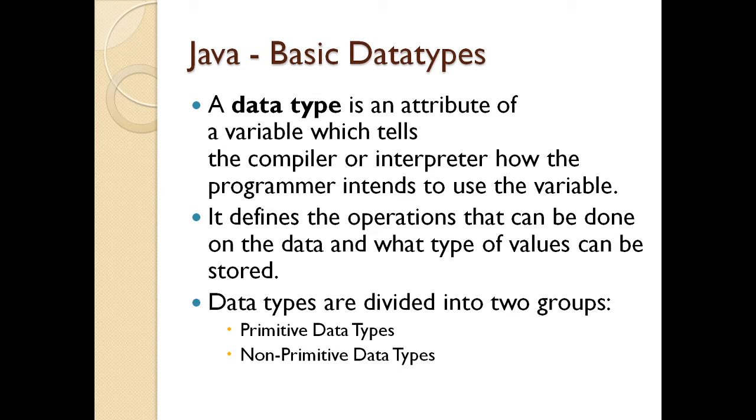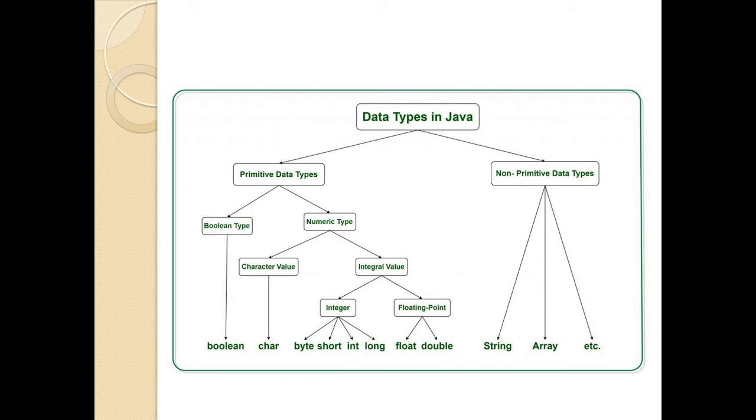Here in this image, you can see the primitive data types, that is Boolean type and numeric type. In Boolean type, you just have one Boolean data type which gives you the value either true or false. Under numeric type, you have a character value and an integral value. For a character value you have char, and an integral value again is classified into integer and floating point. Under integer, you have byte, short, int and long, and in the floating point, you will have float and double.